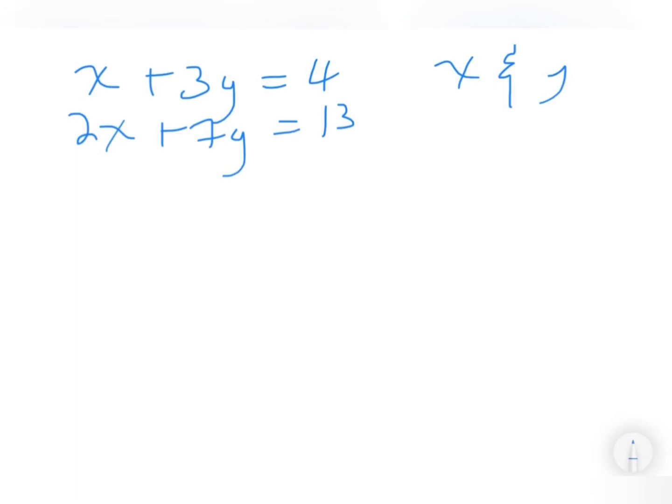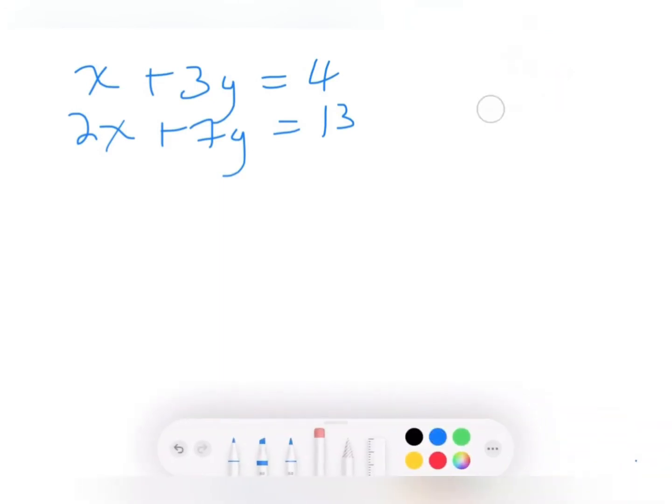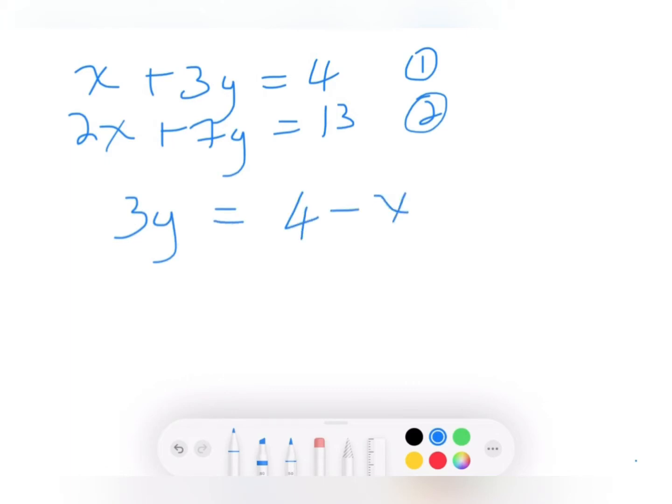Let's label our equations. This is equation 1, and this would be our equation 2. Now I'm going to solve for y in equation 1. Solving for x would be a lot easier, but I will solve for y. How we do this, we subtract x on both sides. So we'd have 3y equals 4 minus x. Since we want y on one side by itself, we divide both sides by 3. We are left with y equals (4 minus x) over 3.